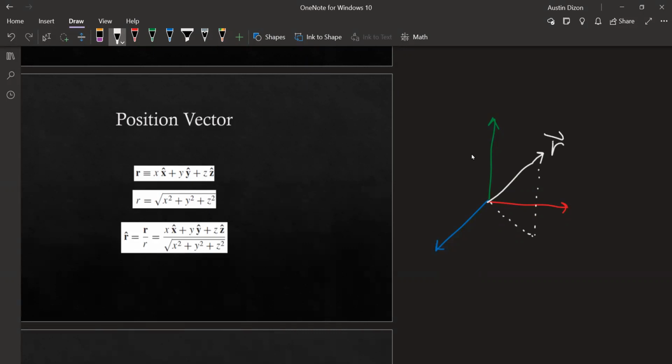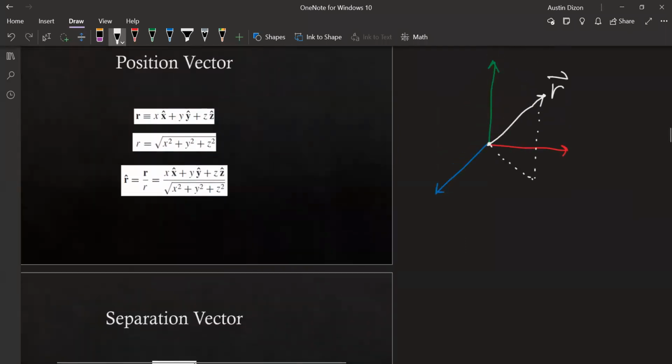So, yung R vector natin, laging gagamitin natin in the latter part of our lessons, ay yung vector coming from the origin to some arbitrary point in space. Okay? So, paano siya defined? Ito yung definition niya.